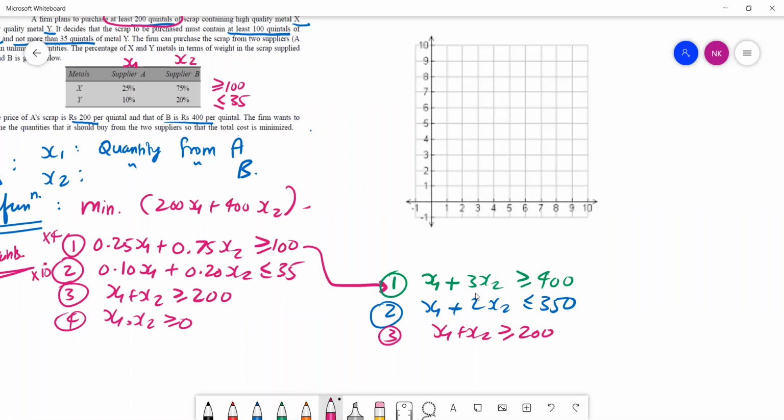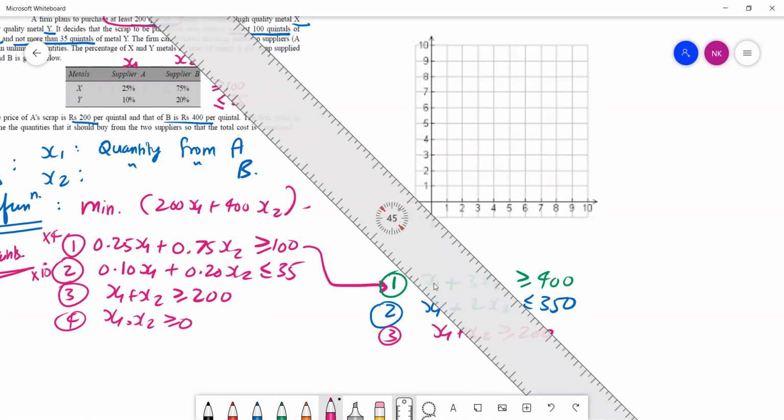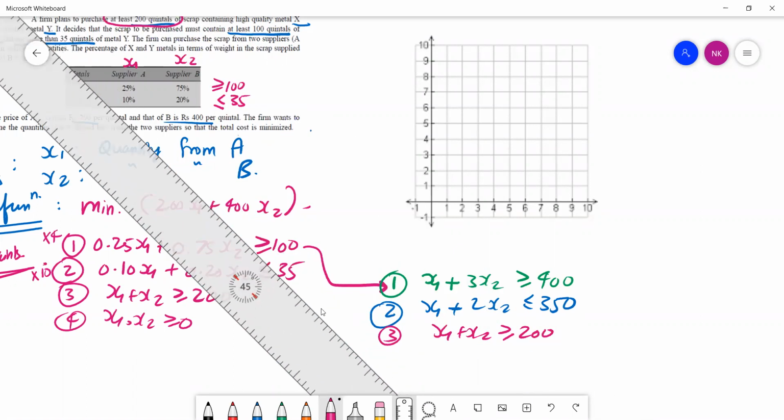Now drawing the line over here. For that we would be taking the ruler. So let me just take it. And before that I need to scale it. So how I can scale for this thing, I will be taking x1.